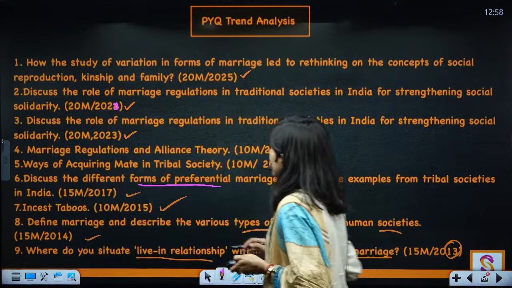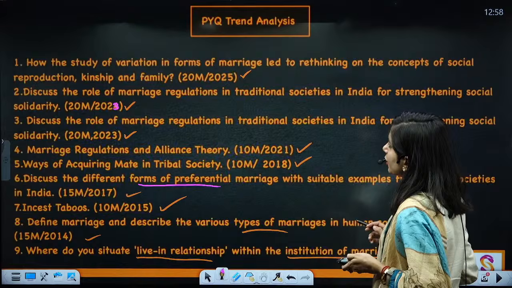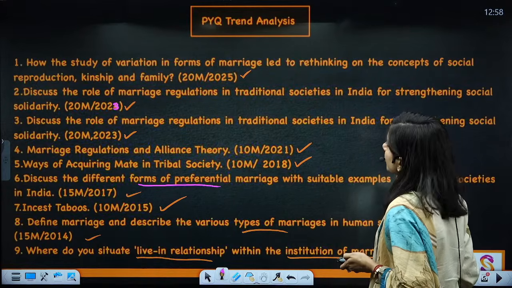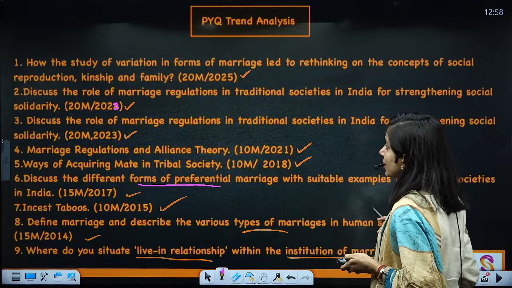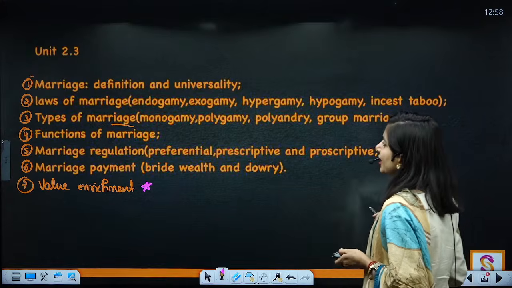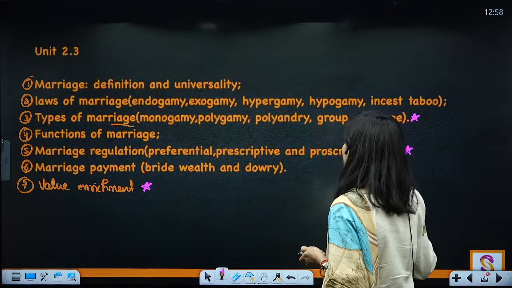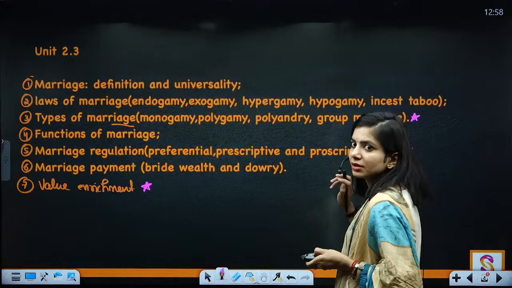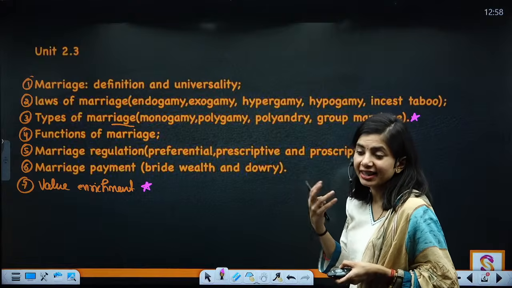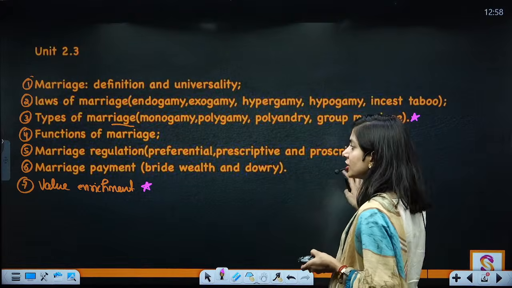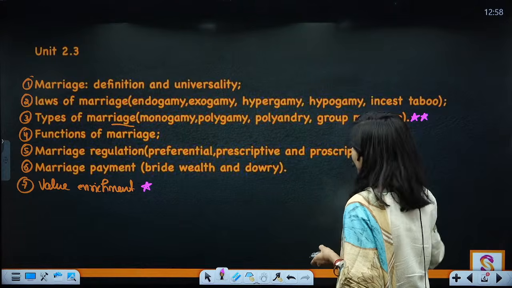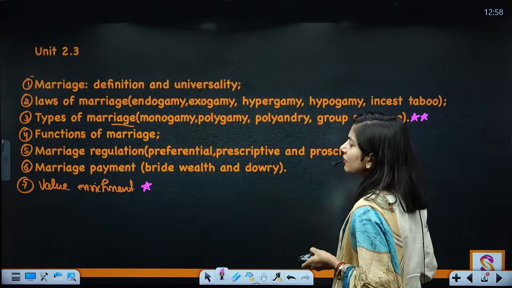Okay, next, in 2025: how did the study of variation in the form of marriage lead to rethinking on the concept of social reproduction, kinship and family? Means first we have to explain the forms of marriages, and once we are done with the basic forms of marriages, we have to explain social solidarity, social reproduction, kinship, family, and how they are affected. So this is what we need to do. In this part we are going to first explain the type of families in terms of form, and then we are going to relate.